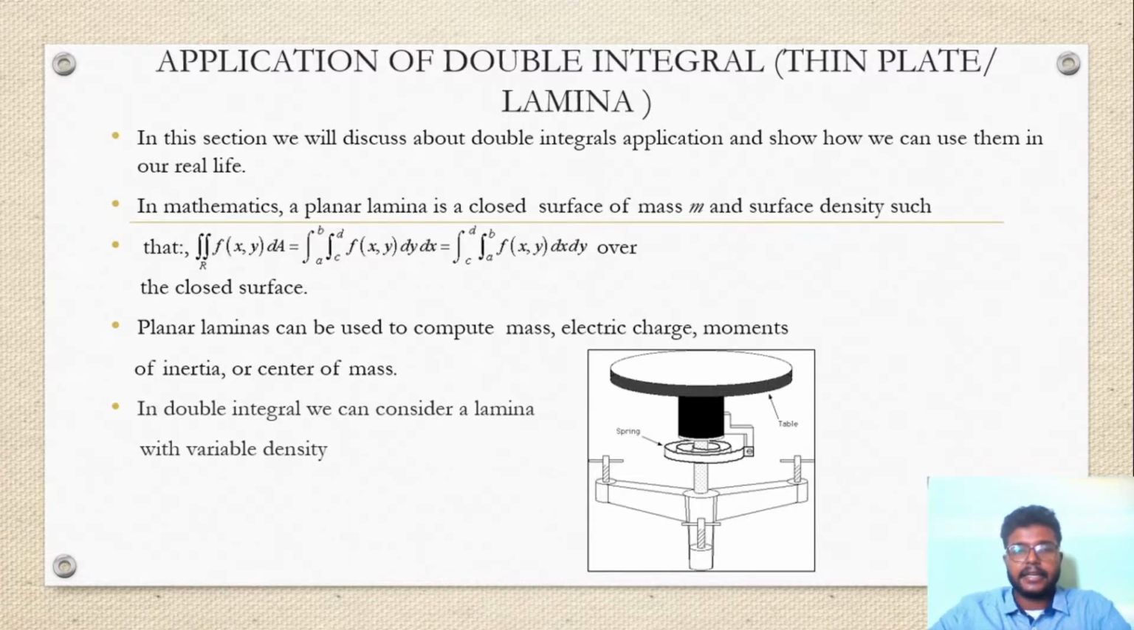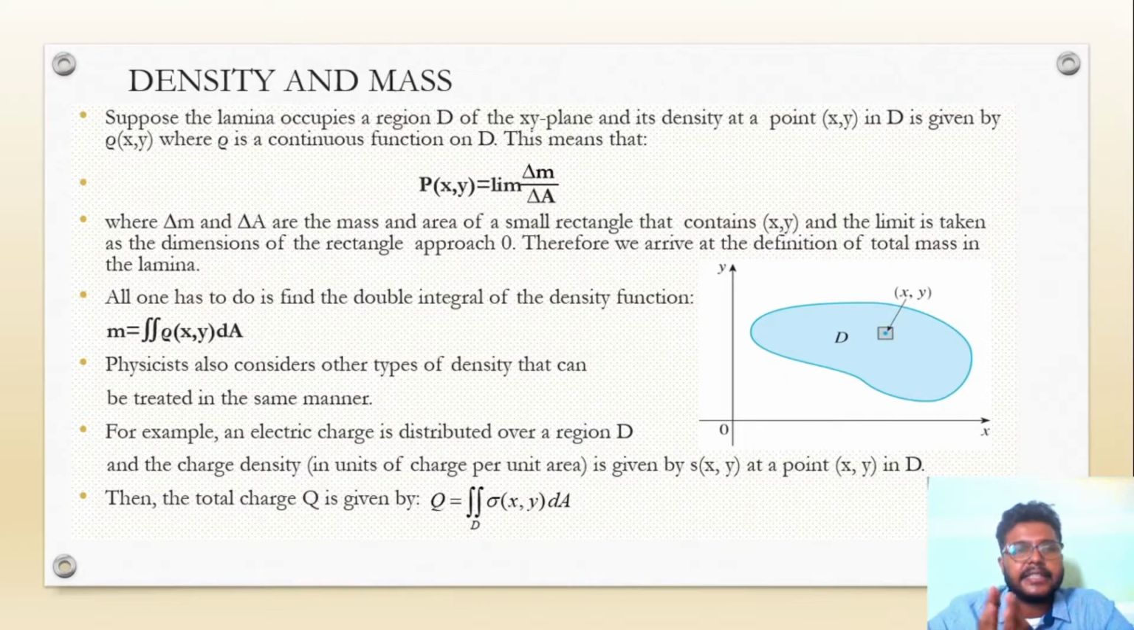Next slide. So basically, density and mass. How do we apply this in our daily life application for engineering? The lamina occupies a region D of the xy plane, and the density at a point x, y in D is given by a continuous function.